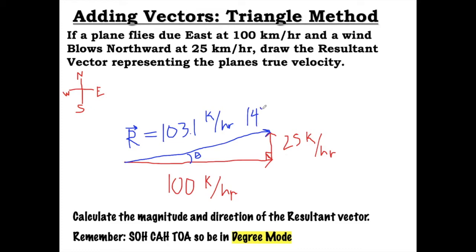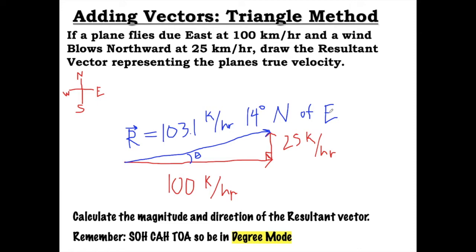So this plane is flying 14 degrees. And this is a little bit of a weird notation in physics. You're going to say 14 degrees north of due east. So basically, it's 14 degrees above or north of due east. And that's a little bit of a weird notation. Our book likes to do it that way, so I'll write it that way, but it's not too bad.